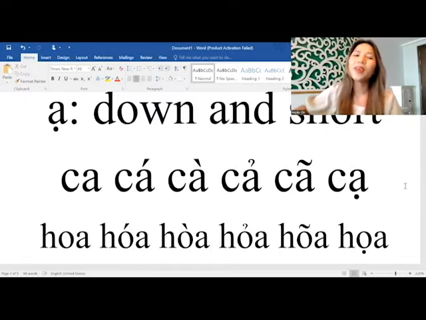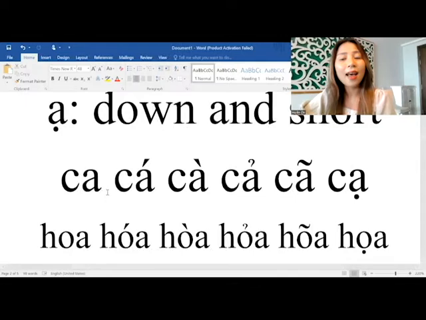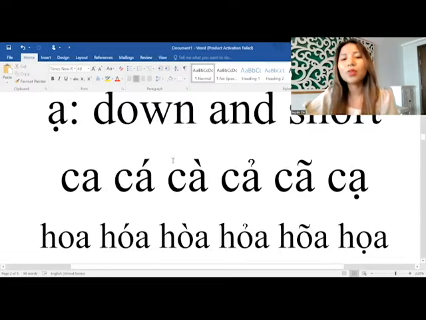For example, when I say ca, no tone, it means a mug to drink water or beer. This one, uptone, cá, that is a fish. You see, now you go to a market and you say, can I buy a ca or cá? You buy a mug or a fish. They're completely different. So be careful. This one, cà, can combine with another word to make the word cà chua. It means tomato.